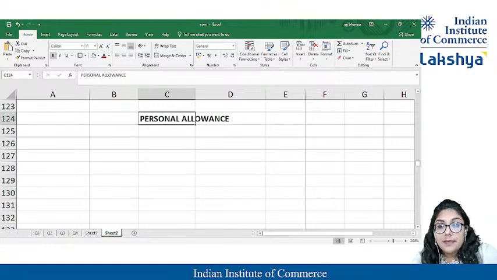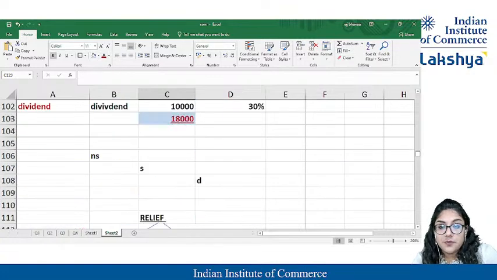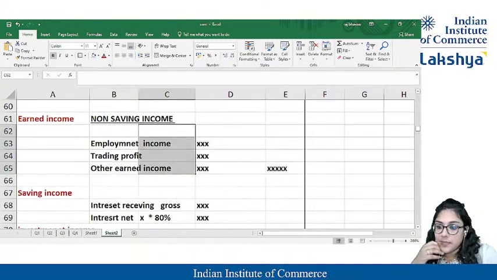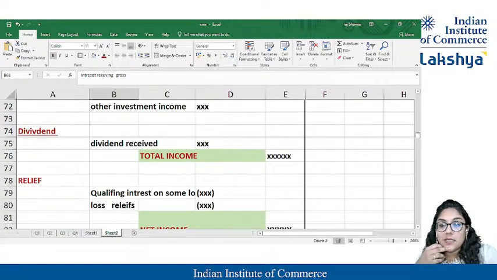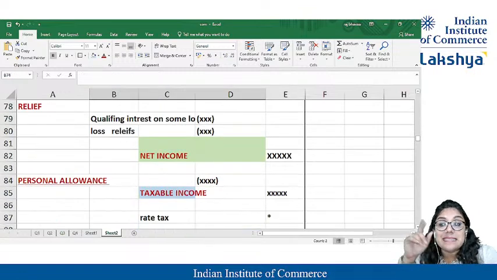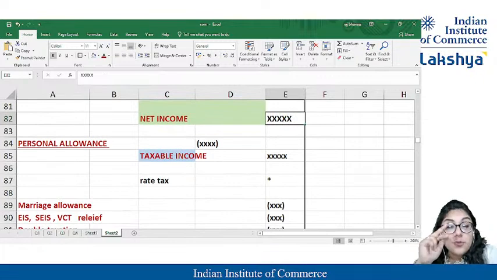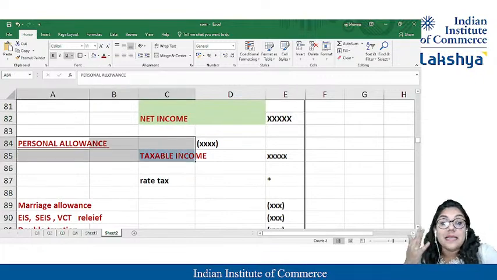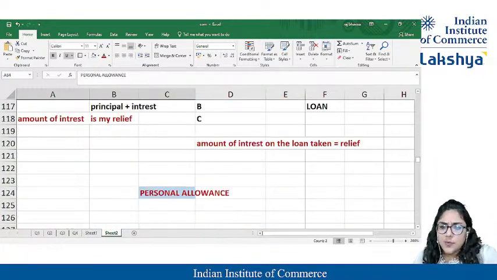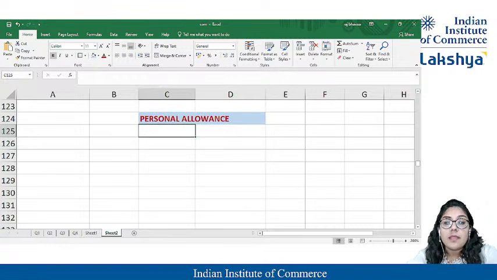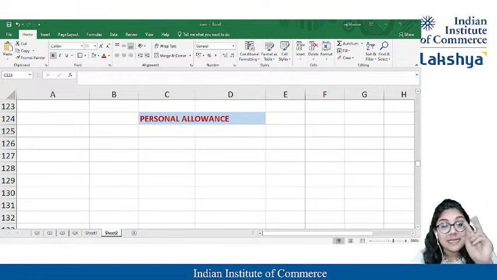Now, what things have we understood, guys? If you check here in the proforma, we understood these incomes, savings, investment, dividend. Guys, this relief also we understood. We got the net income. Out of that, personal allowances are reduced. So guys, what are personal allowances then? If I want to know the personal allowances, I should understand two parts again.